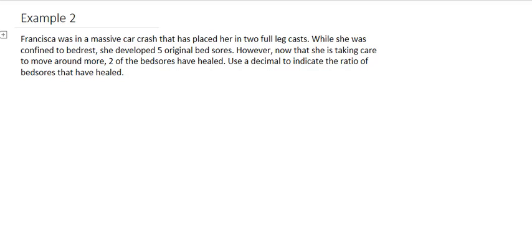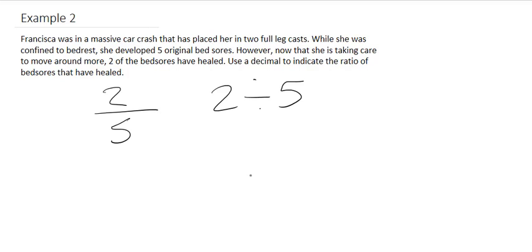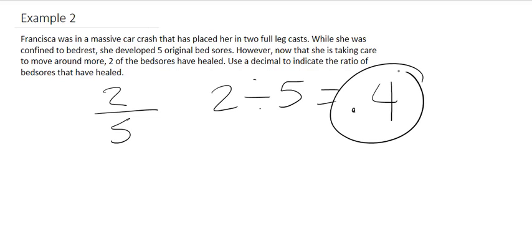So let's put the 2, which is the part that is healed, over the total of all bed sores, which is 5. So we know that this is shown as a fraction, which really means we can divide. So we can go 2 divided by 5. Now let's enter this into our calculator. 2 divided by 5 becomes 0.4. So we can go ahead and write this out. And this is our solution. So let's look at another example.